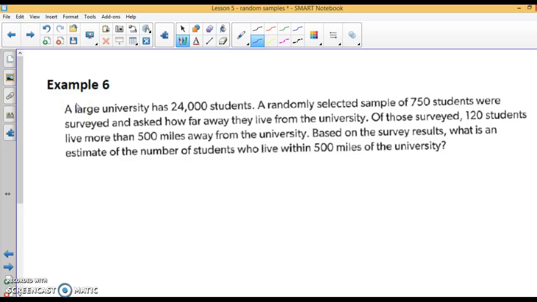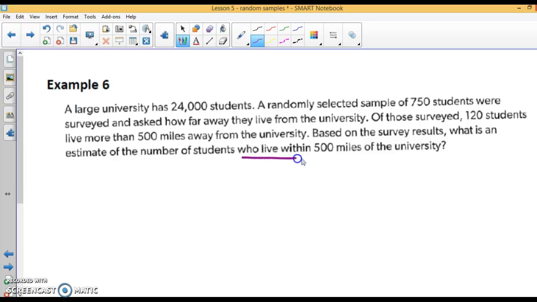All right, a large university has 24,000 students. A randomly selected sample of 750 students were surveyed and asked how far away they lived from the university. Of those surveyed, 120 lived more than 500 miles. Based on the survey results, what is an estimate of students who live within 500 miles?